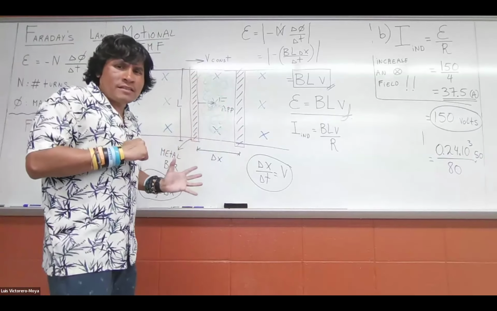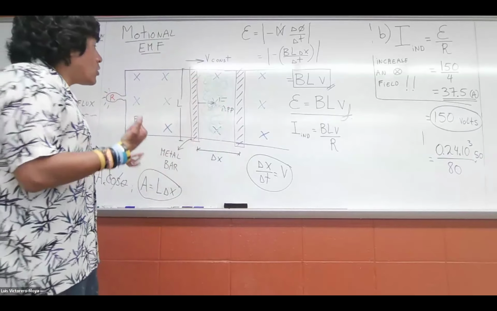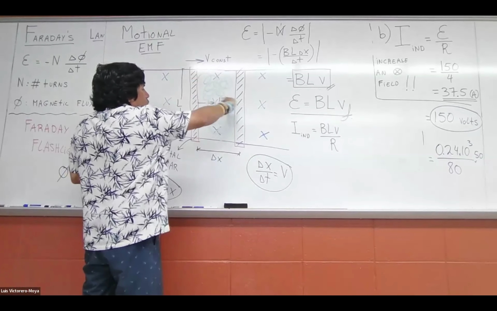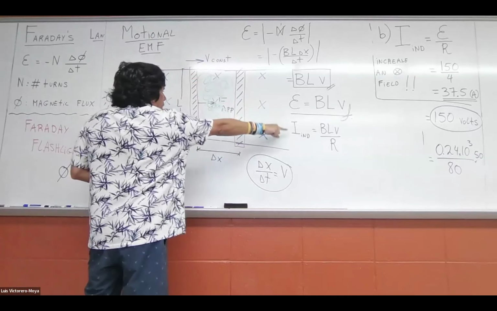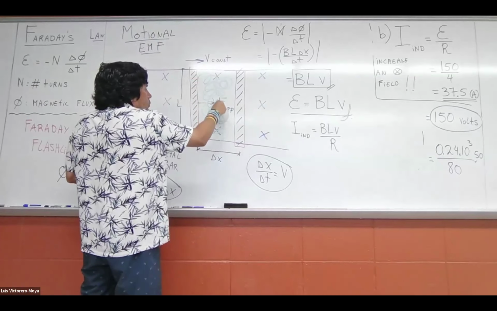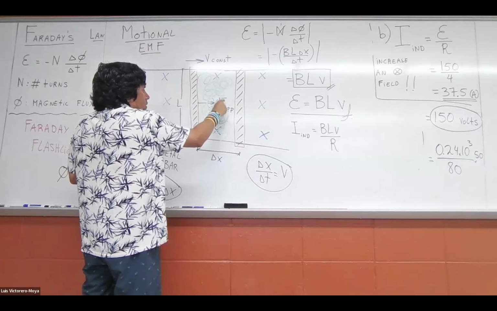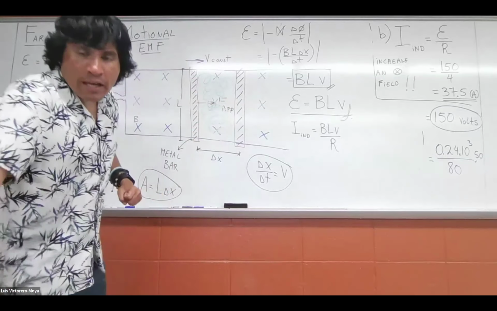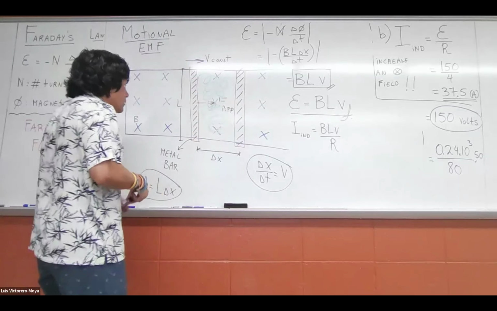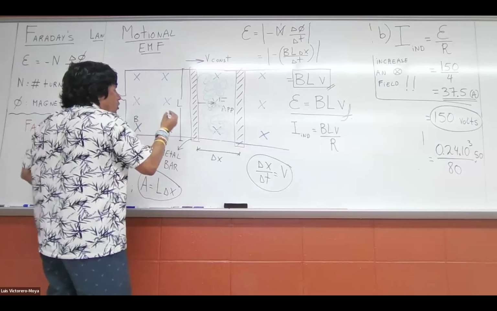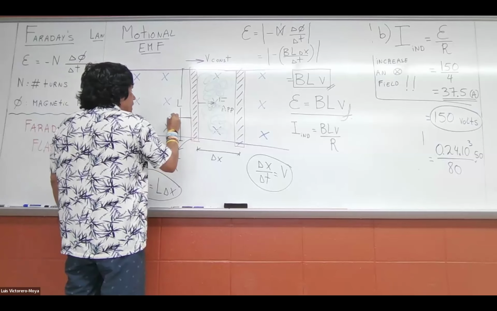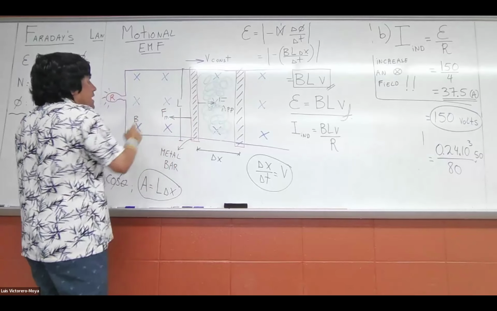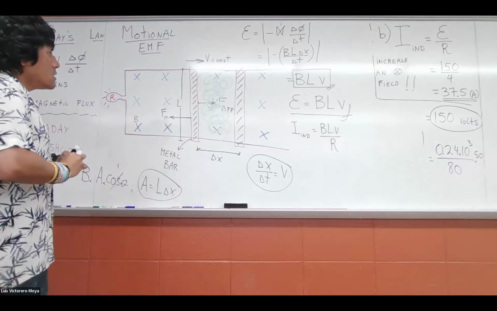Then we have to go back to Lenz's law. What does Lenz's law tell us? Whatever is producing the EMF, the current is opposite to whatever is producing it. If the force is towards the right, there has to be an opposite force towards the left. That opposite force is the magnetic force.